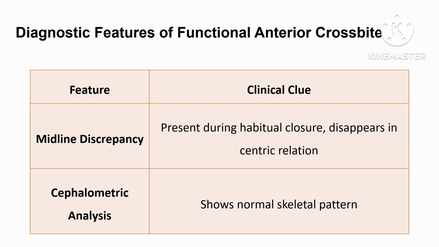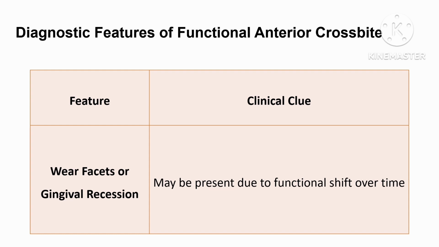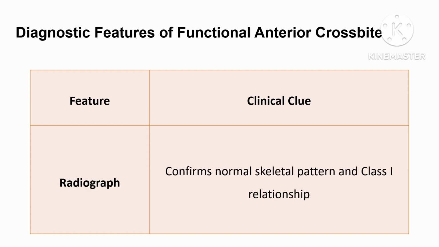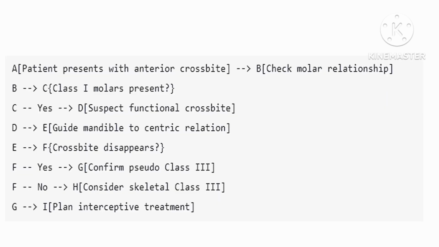To confirm whether it's functional or skeletal, the dentist gently guides the jaw in centric relation. If the crossbite disappears and the molars are lying in class 1, it is a functional crossbite. Other signs include midline corrections during retrusion and normal jaw size on x-rays. Early diagnosis is important to prevent problems from becoming skeletal as the child grows.